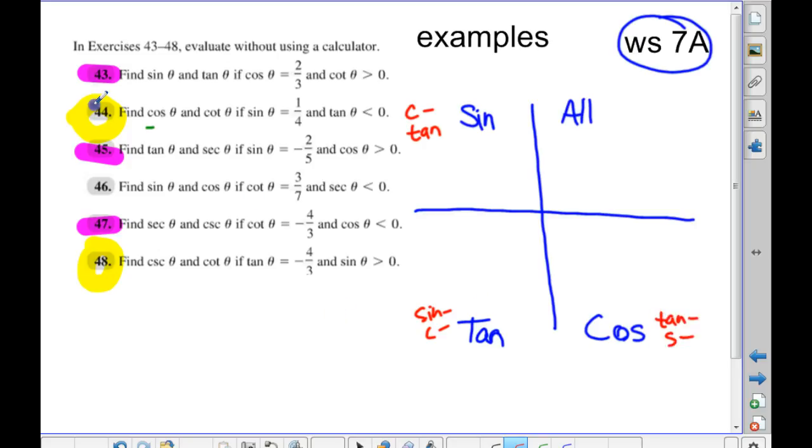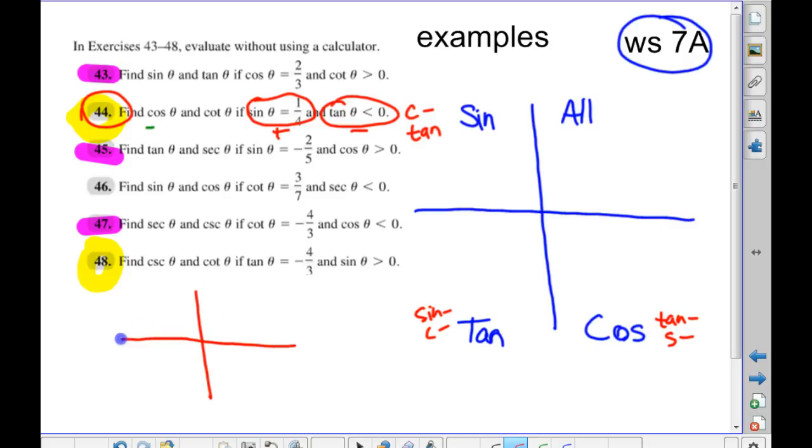So question 44 I'm going to do as an example. It says the sine is 1/4. So in which quadrants could the sine be positive 1/4? First and second. Okay? But it says the tangent is less than 0. Second. Okay, so if the sine is positive and the tangent is negative, I have to be in quadrant 2.